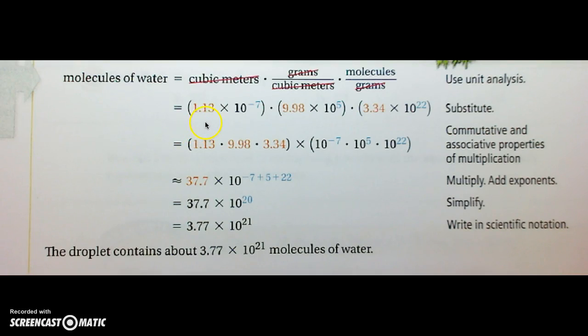So here we have 1.13 times 10 to the negative 7 times 9.98 times 10 to the 5th power. And we have 3.34 times 10 to the 22nd power.